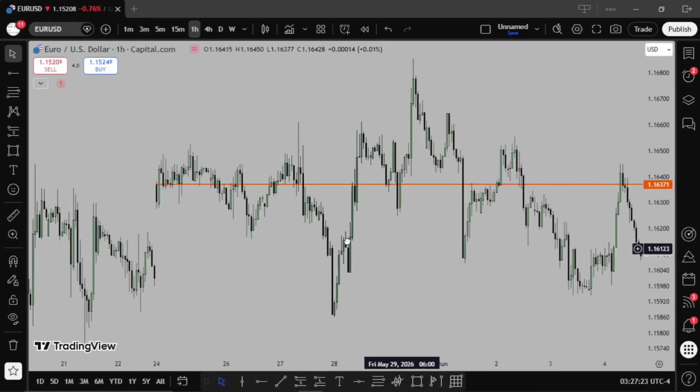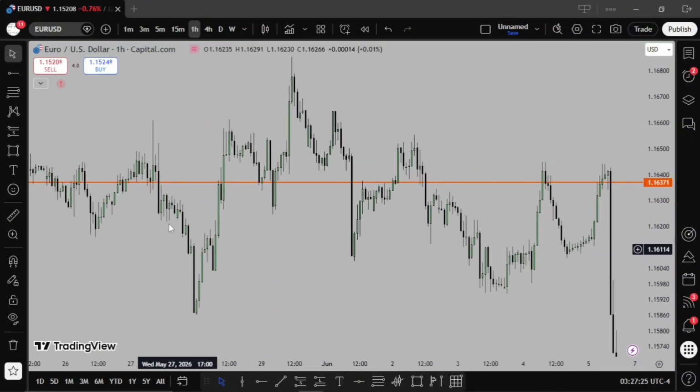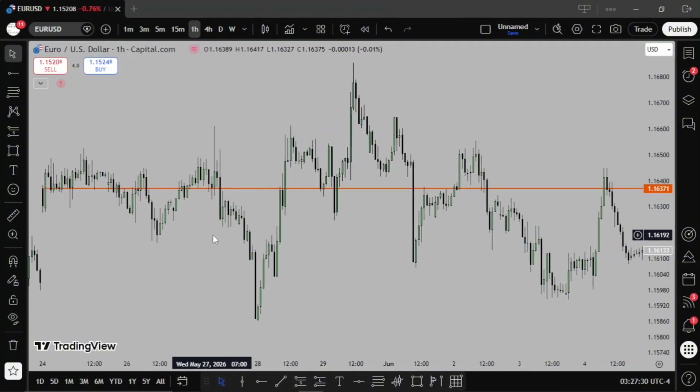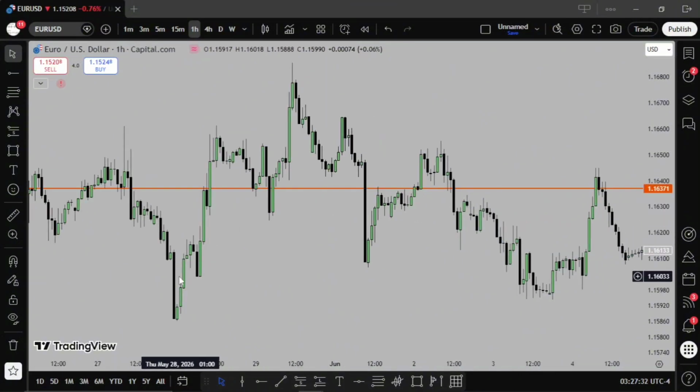Right there. So you can see this is for the week. You can see Wednesday, this is an example. You can see how Wednesday went below it, and on Thursday it went above.